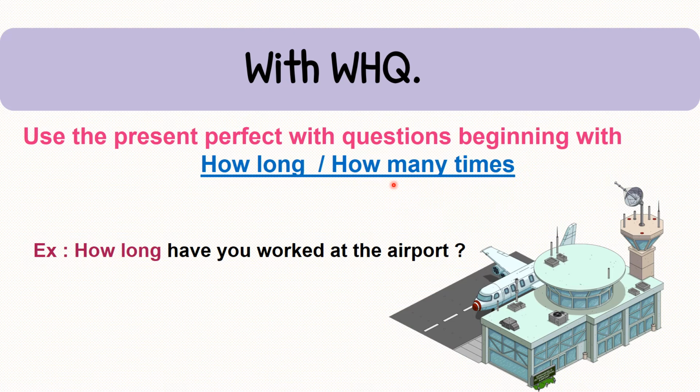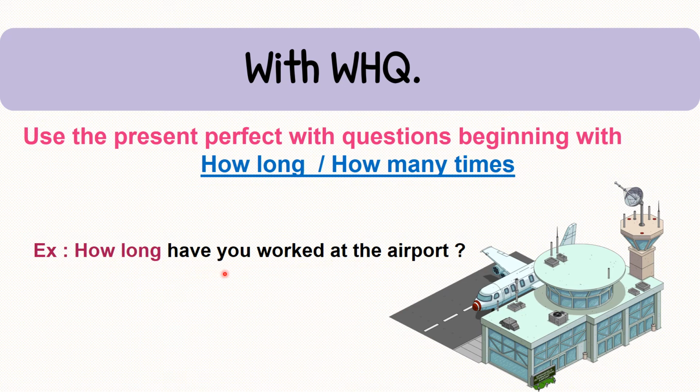That means we use these questions but not all the time, we can use where, when. يعني مو فقط ممكن نستخدم how long أو how many times، ممكن نستخدم بقية أدوات السؤال where when، لكن أغلب الأحيان نستخدم how long or how many times as the WH question with the present perfect, such as how long have you worked at the airport? How long have you worked at the airport?